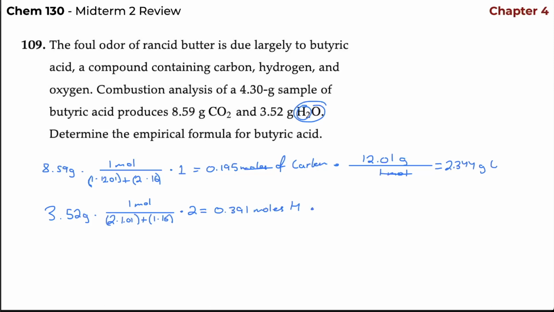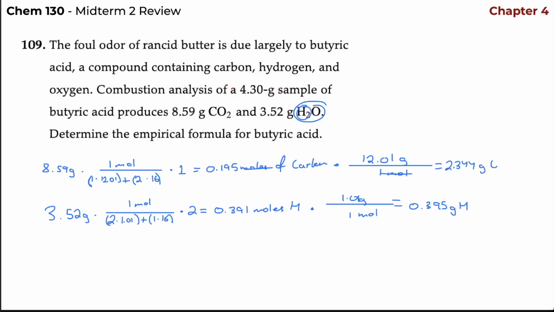Now, same thing here. We're going to multiply this, putting 1 mole on the bottom. The molar mass of hydrogen is 1.01. And that's going to be 0.395 grams of hydrogen. Now, this is how many grams of carbon, and this is how many grams of hydrogen we started out with, right? And this is how many were total.